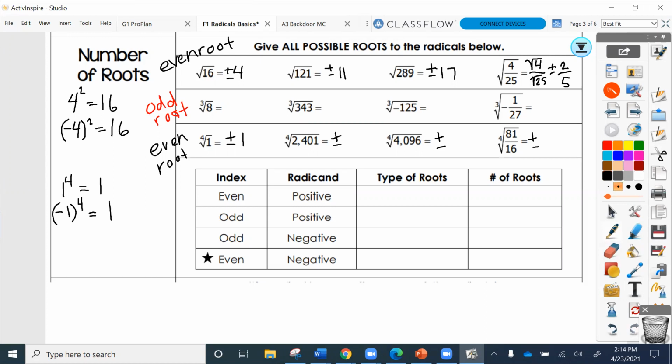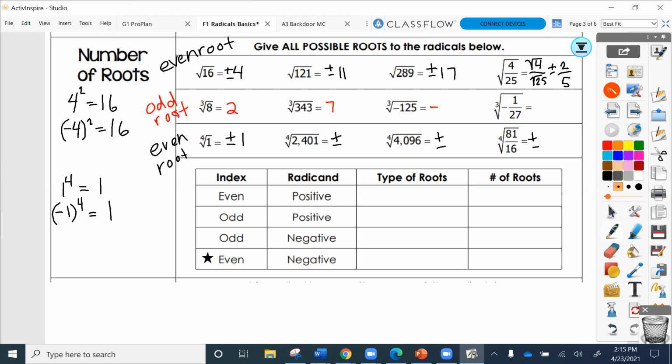All right, so the cube root of 8 is just positive 2. The cube root of 343 is just 7, and the reason why is because 7 to the third power, or 7 times 7 times 7, is 343. Now, when you have an odd root of a negative number, the answer will always be a negative.